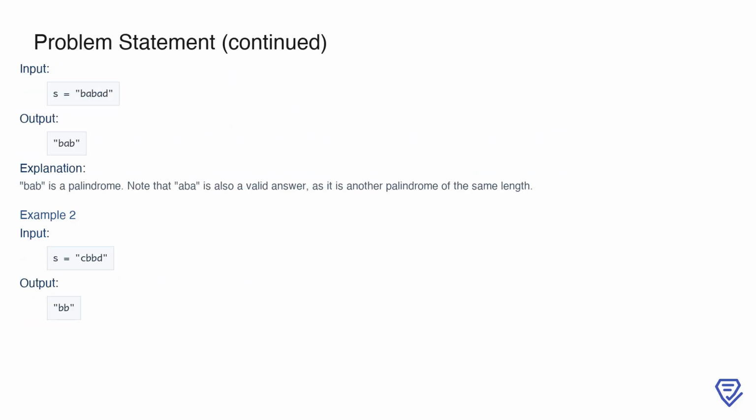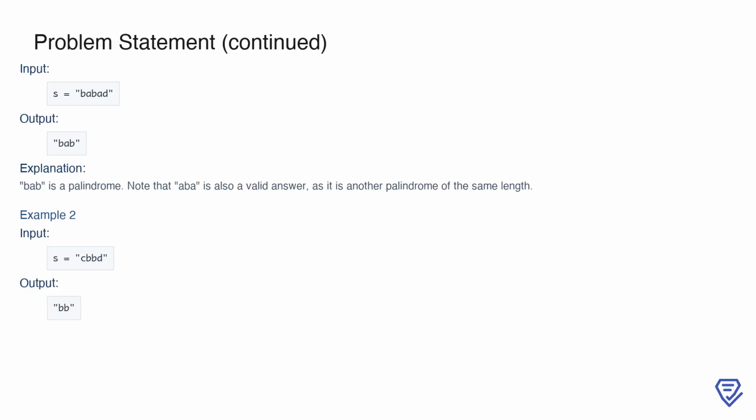To better understand the problem, let's look at a few examples. In the first example, the input string is babad. One possible output is bab, which is a palindrome because it reads the same forward and backward. However, there's also another valid answer, aba, as it is another palindrome of the same length. This means when multiple answers exist with the same maximum length, you can return any one of them.